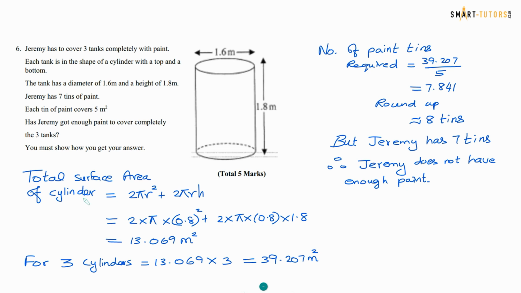So the total surface area of the cylinder is 2 pi r squared plus 2 pi r h. If you substitute all the values, make sure the diameter is given, divide by 2, so you get 13.069. For the 3 cylinders, you times by 3, you get 39.207. For the number of paint tins required, each paint tin covers 5 meters squared, divide by 5, you get 7.841. So that rounds up to 8 tins you require. But Jeremy has only 7 tins, so you need to write Jeremy does not have enough paint. So that is the answer for question number 6.